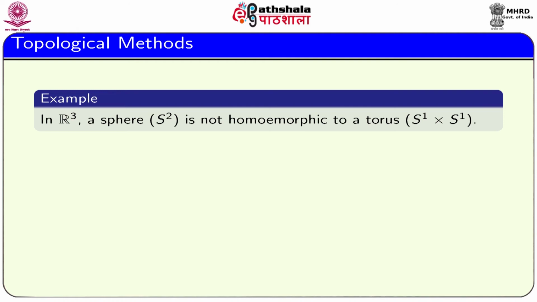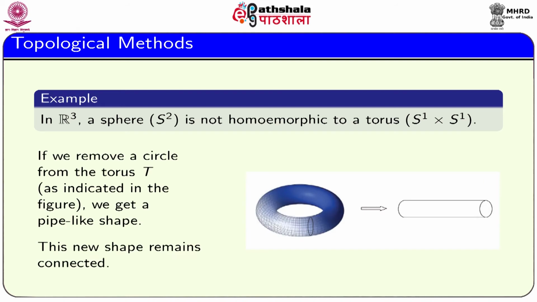In the next example, we take a sphere S2 and a torus, that is S1 Cartesian product with itself. If we look at the shapes, this is a torus, it looks like a tire, and if I remove a circle like this vertically, then what I get is just like a pipe-like structure. This new shape remains connected.